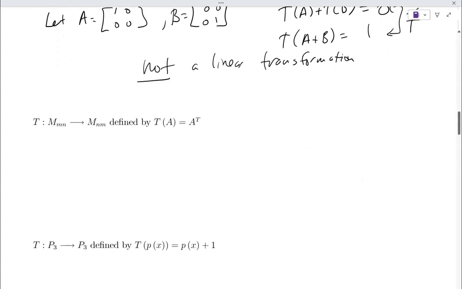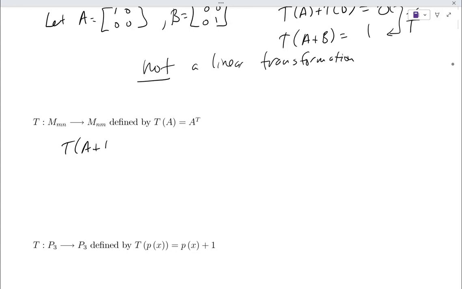Again, if it's going to be a linear transformation, it needs to break up over sums and pull out constants. Do transposes break up over sums? I believe they do, don't they? Yeah, that's one of our theorems. Don't constants pull out? Yeah. So this one will be a linear transformation.